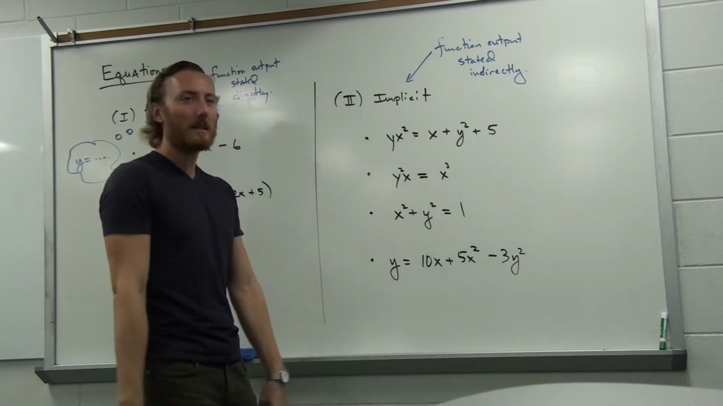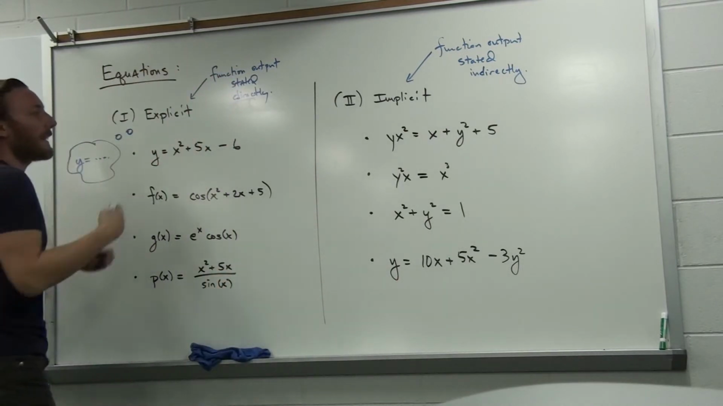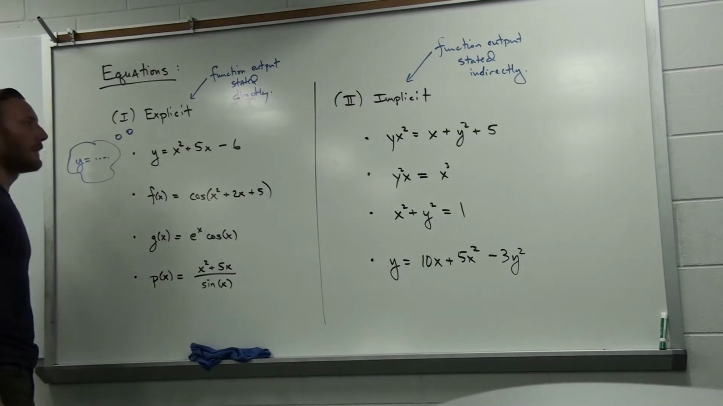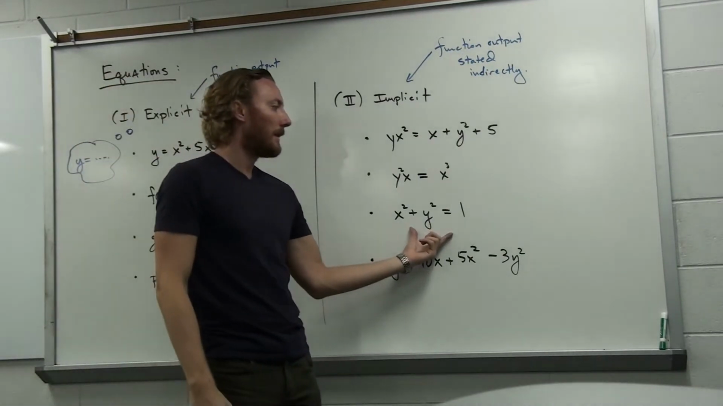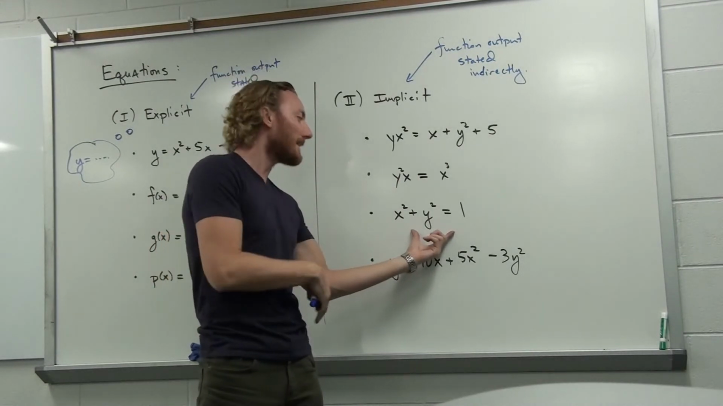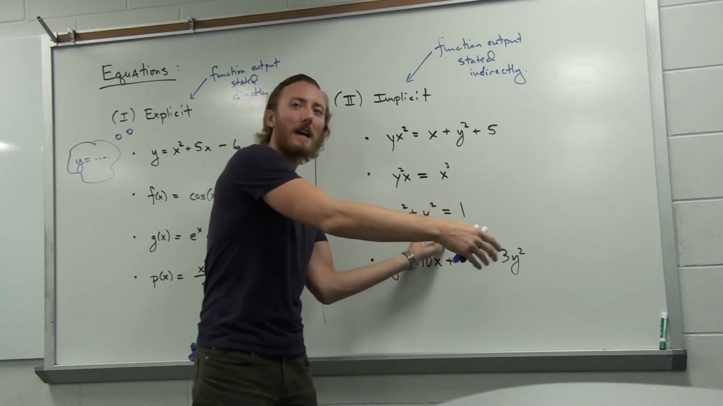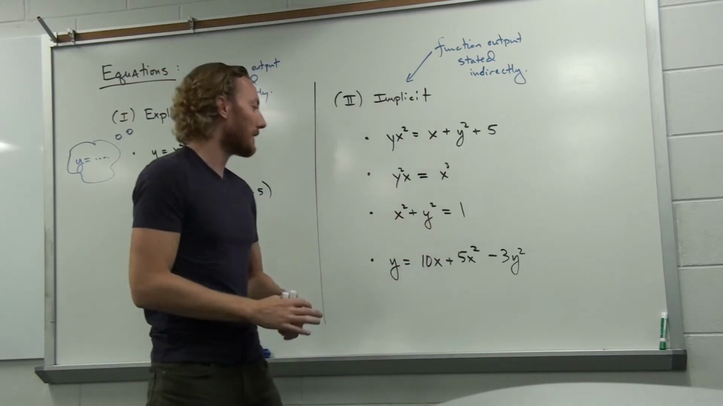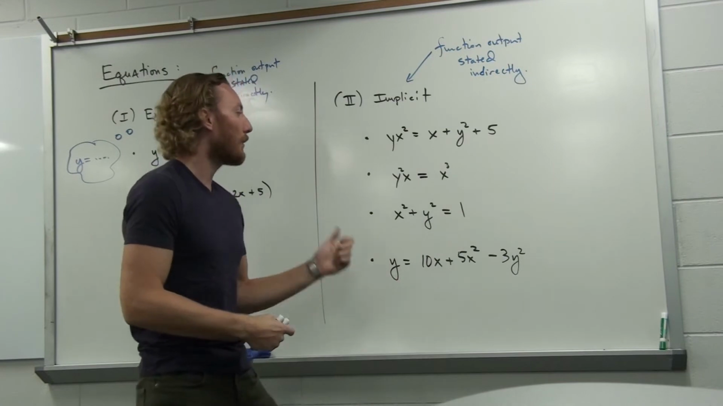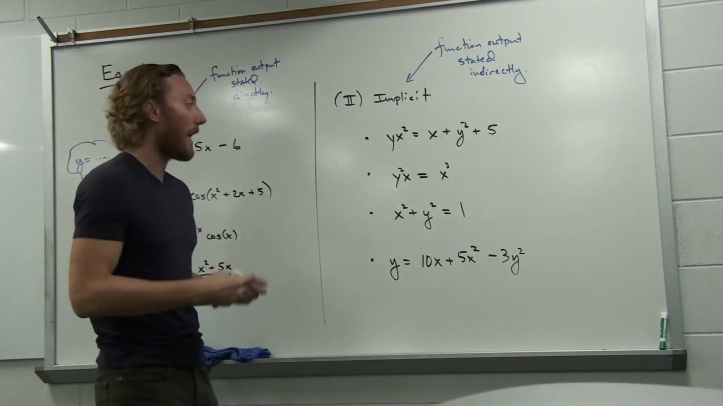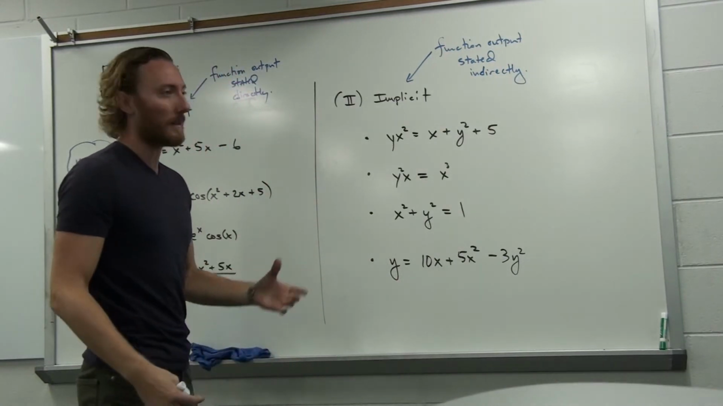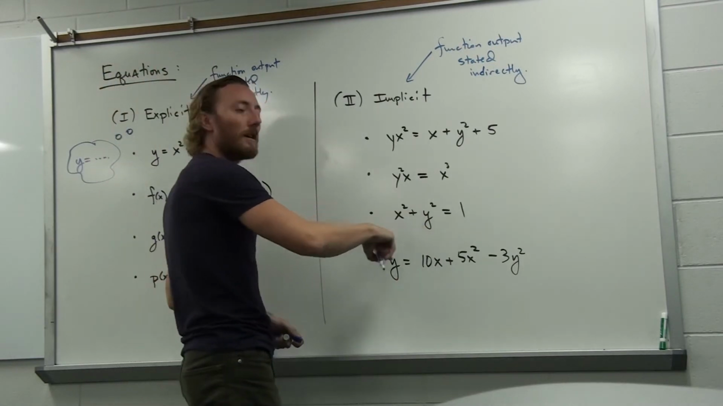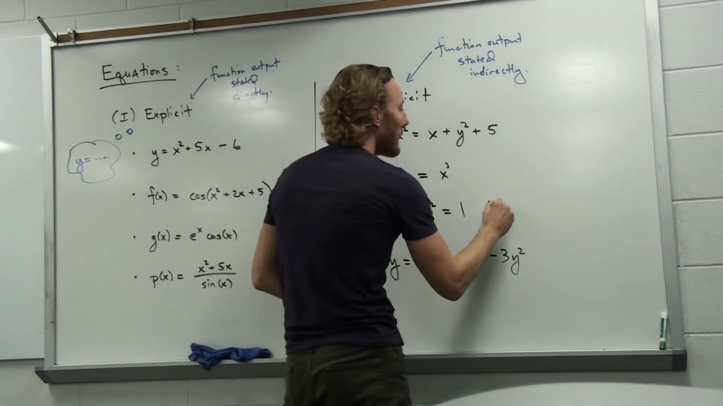This is implicitly stated. To be explicit, you'd have to have y equals something, f of x equals something, g of x equals something. Here, y is not by itself. Because y is not by itself, and because what's on the other side is not just in terms of some other variable, this is not an explicit expression. This is implicit. Here we have x squared plus y squared equals 1. Not of the form y equals, not explicit. So it's implicit.